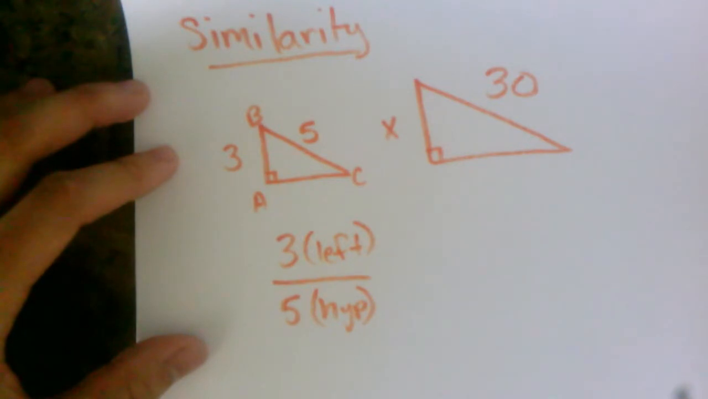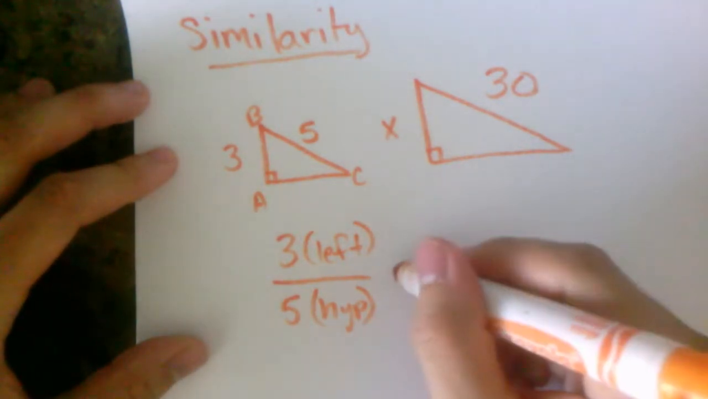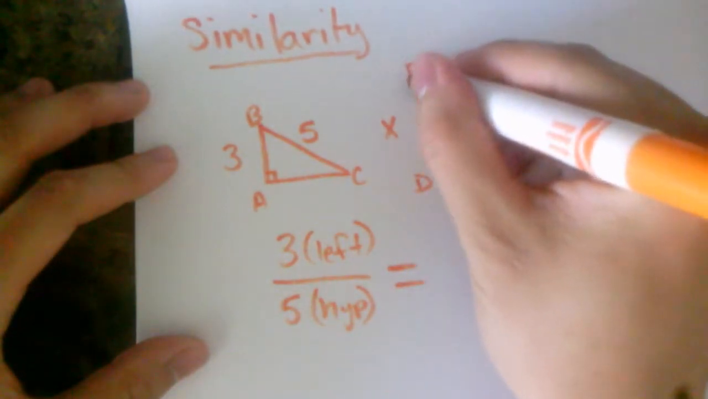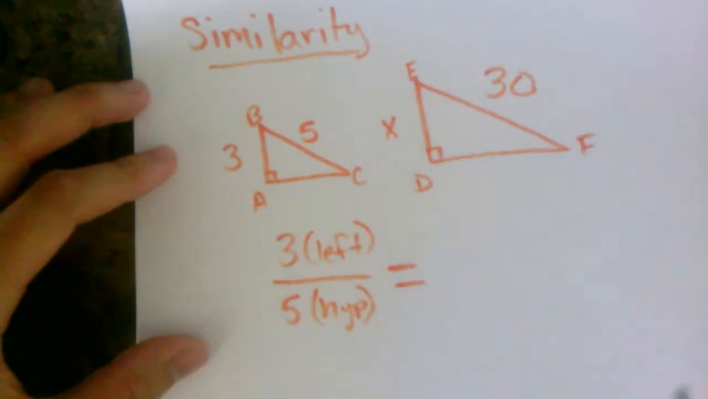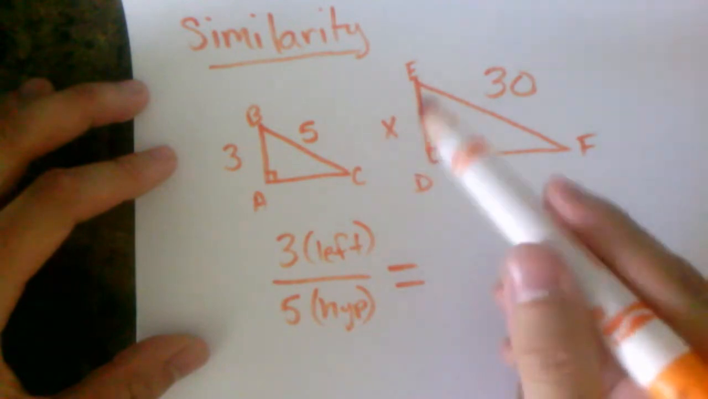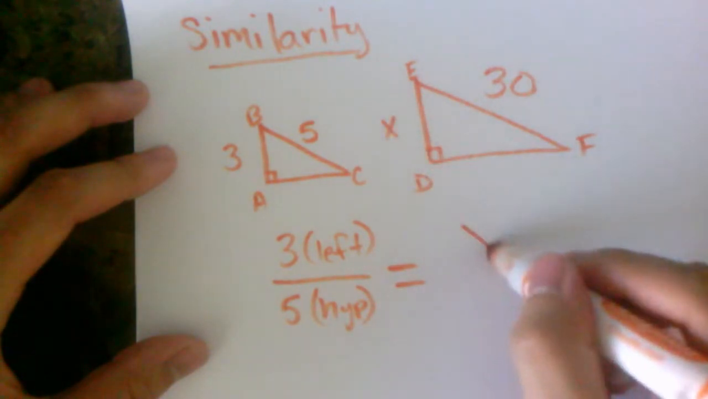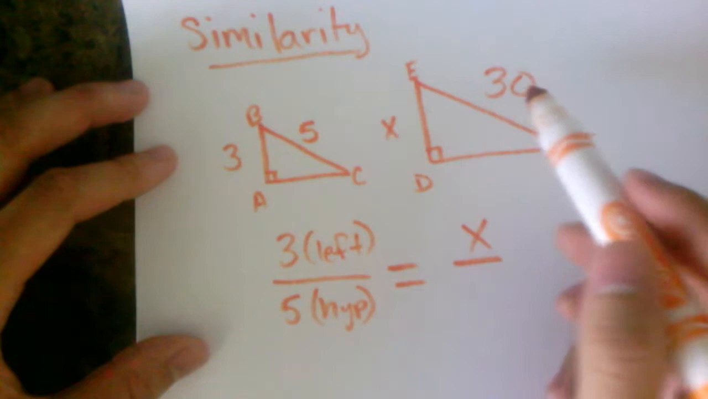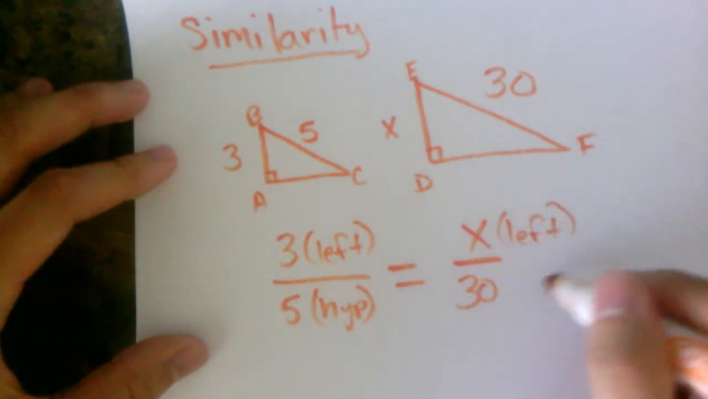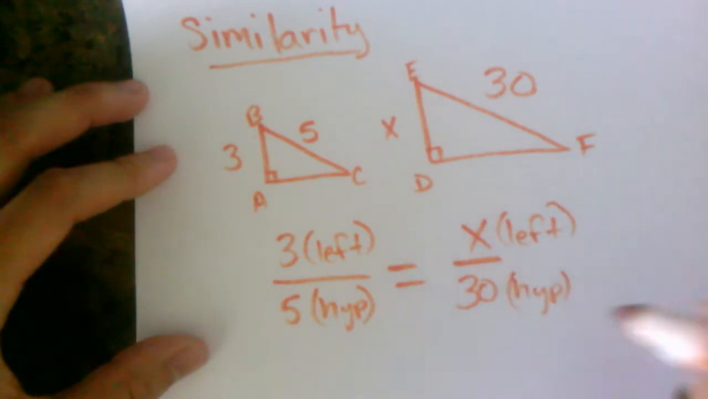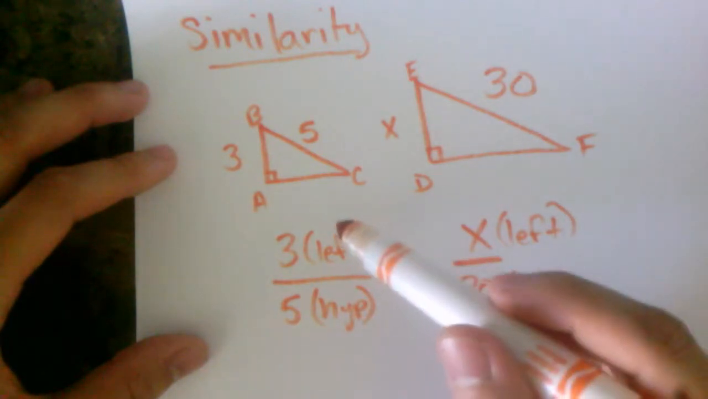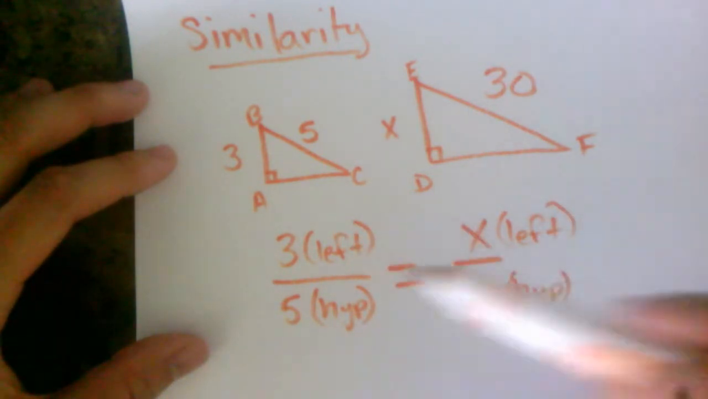And what I mean by consistent is that you're going to have to set this equal to your second triangle. Let's call this triangle DEF. And as long as you're being consistent with your triangles, remember we put the left side on top. So it's the left side of this triangle. You'll notice that the left side of that triangle is just x, and the hypotenuse of that triangle is 30. Again, we have left over hypotenuse. And that's the goal. As long as you keep these the same, so you'll notice hypotenuse is on the bottom both times, left is on the top both times, then we can go ahead and handle this.